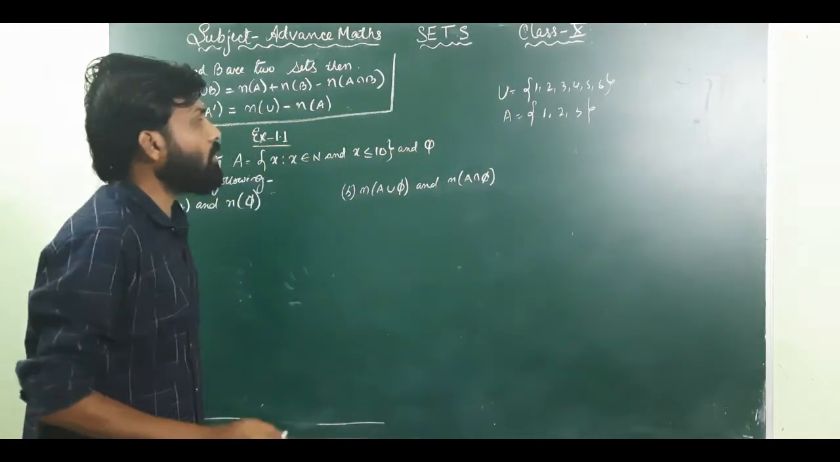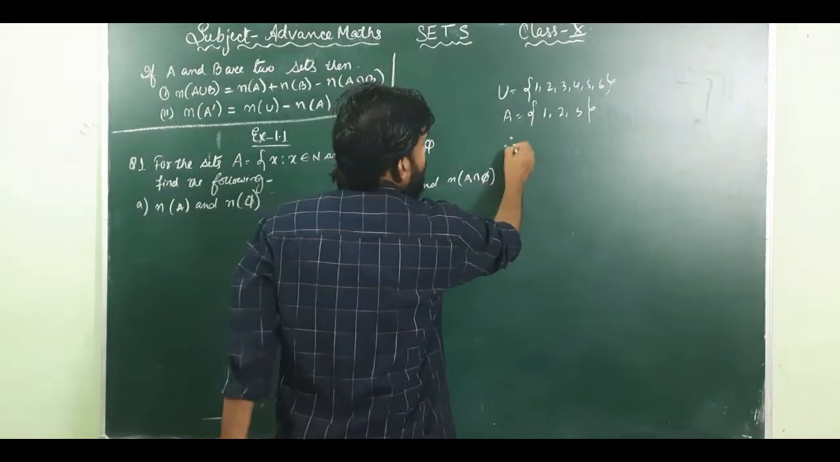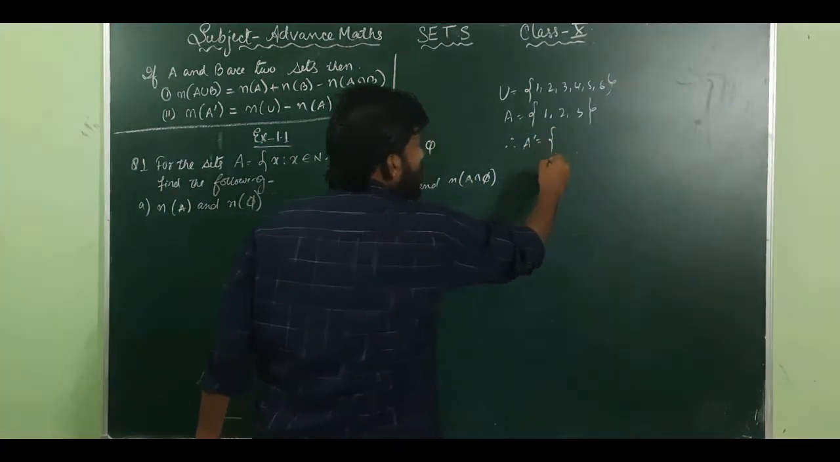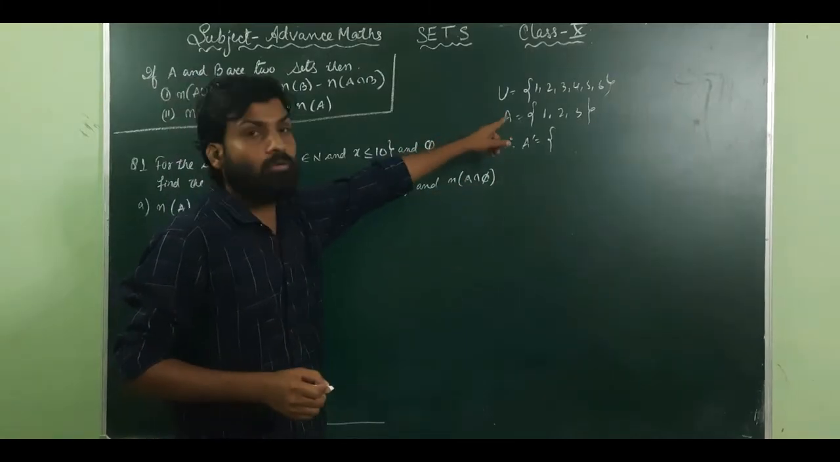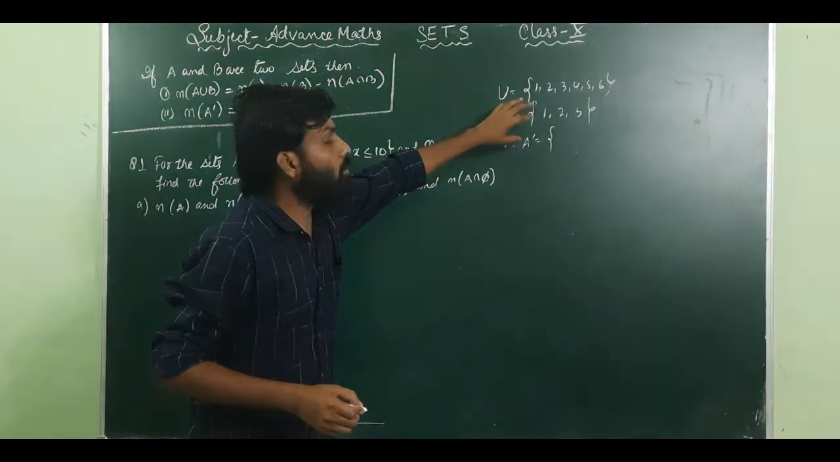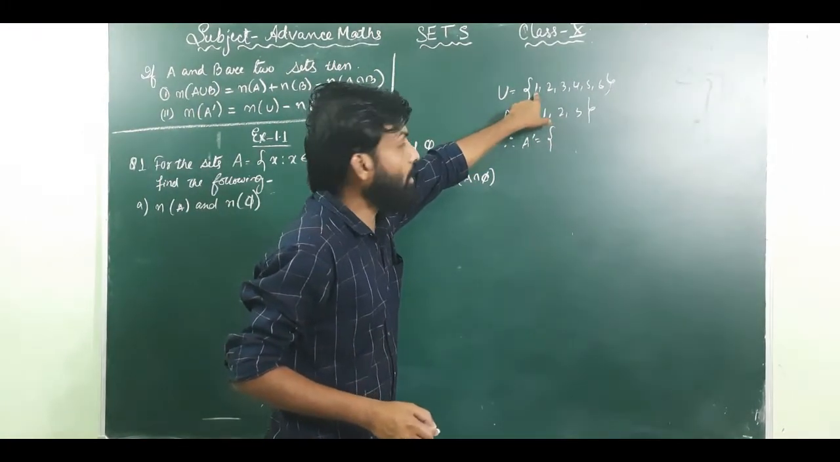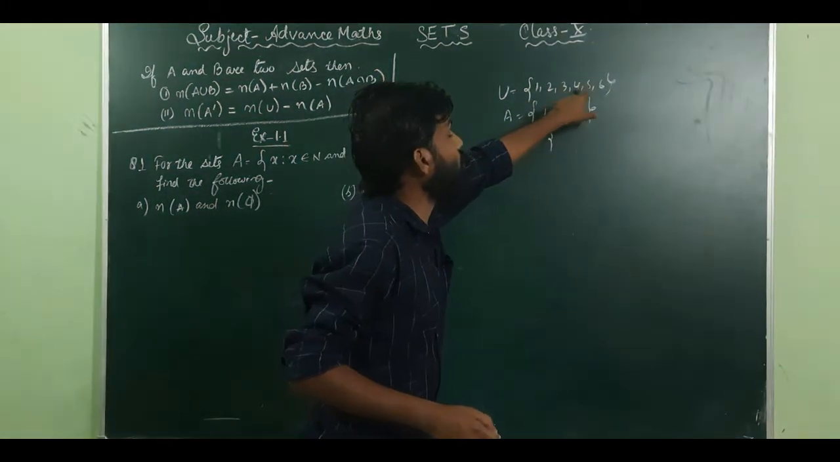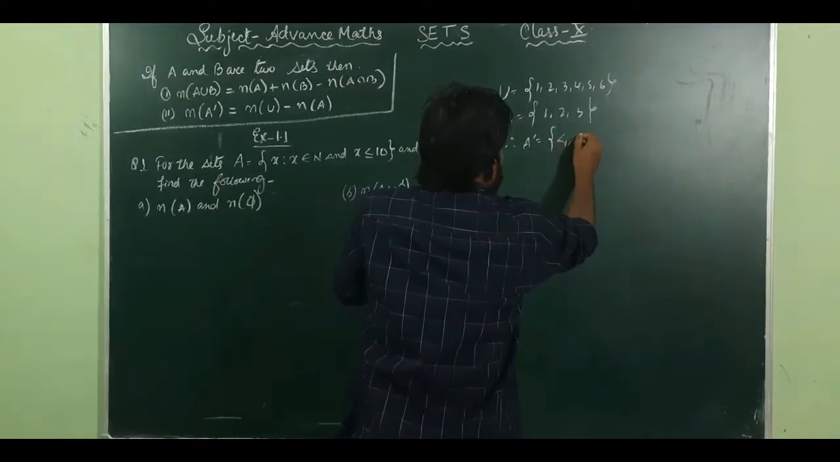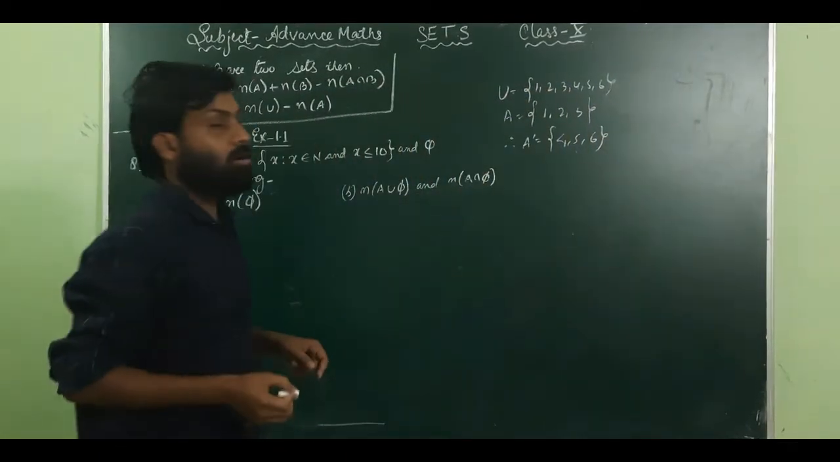If I tell you to find A complement, then we have to take only those elements which are present in U but not present in A. 1 is present in A, so you cannot take 1, you cannot take 2, you cannot take 3. What are you going to take here? 4, 5, 6. Correct? This will be your A complement.